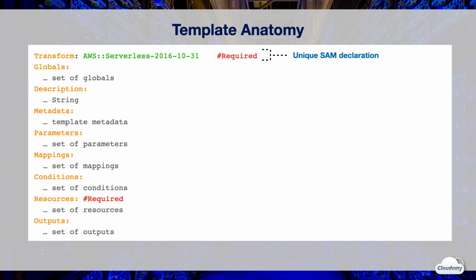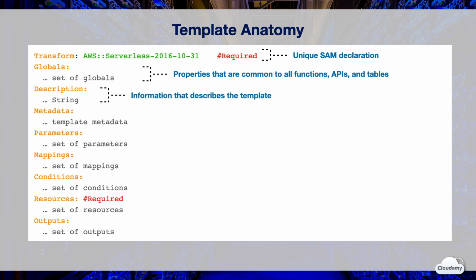The transform section is a unique declaration to SAM. It's a required section for SAM templates. This declaration identifies a CloudFormation template file as a SAM template file. The global section is also unique to SAM. The global section lets you define properties that are common to all your serverless functions and APIs.